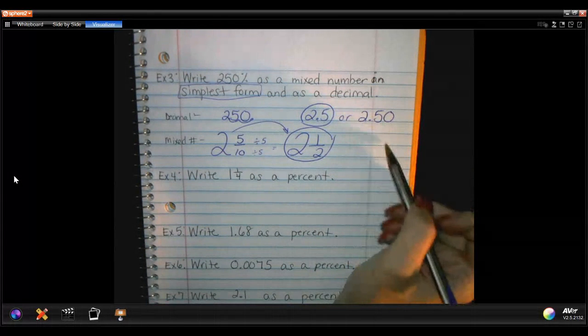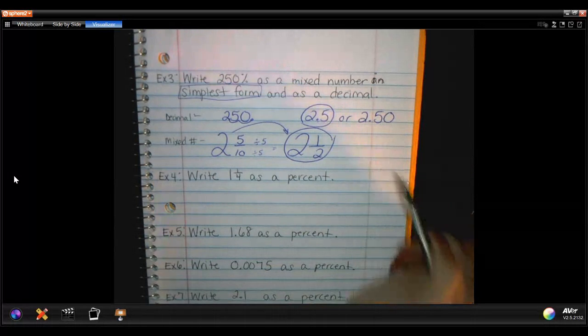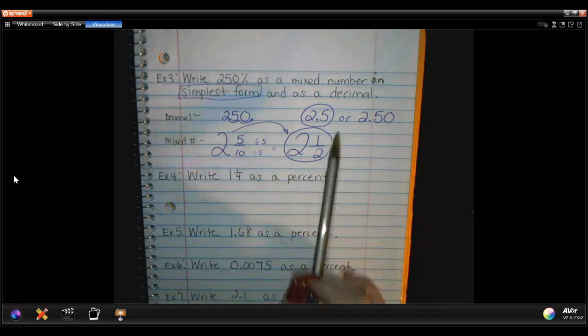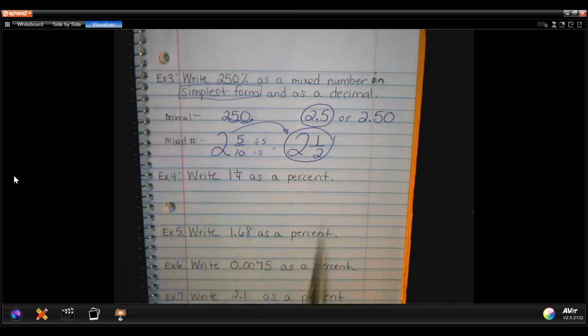If I have 2 and 50 over 100, 50 over 100 still equals a half. Okay, so my answer here is going to be 2 1/2 and 2 1/2. Notice that both of these numbers are still greater than 1, like we talked about in our hint at the beginning of the lesson. Okay, let's look at example number 4.